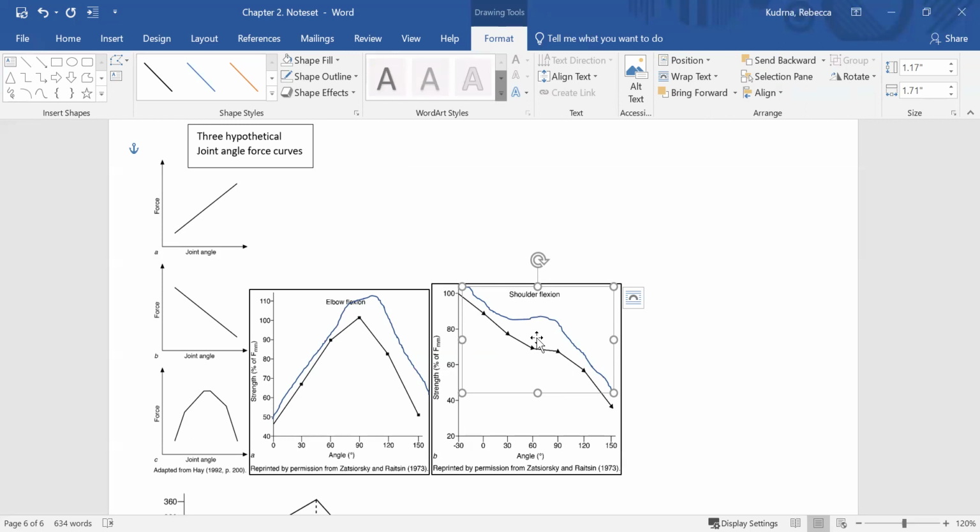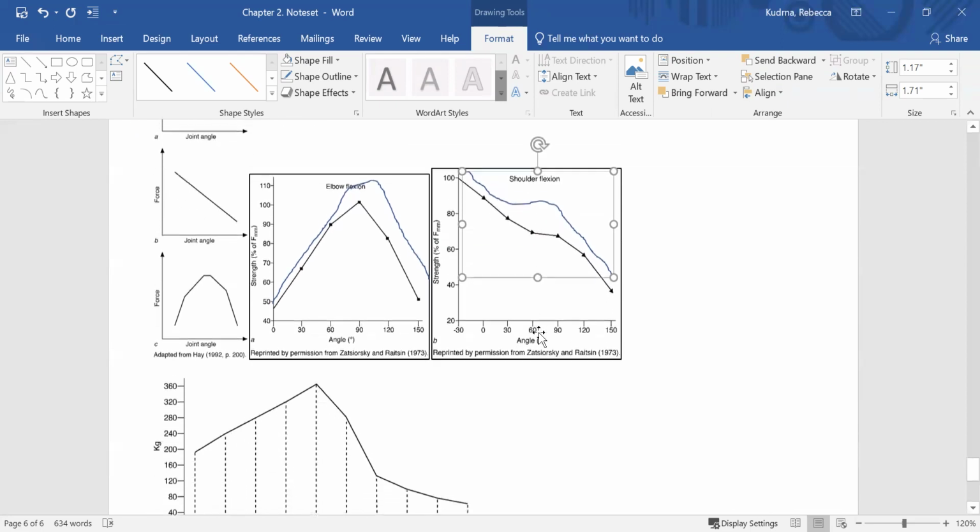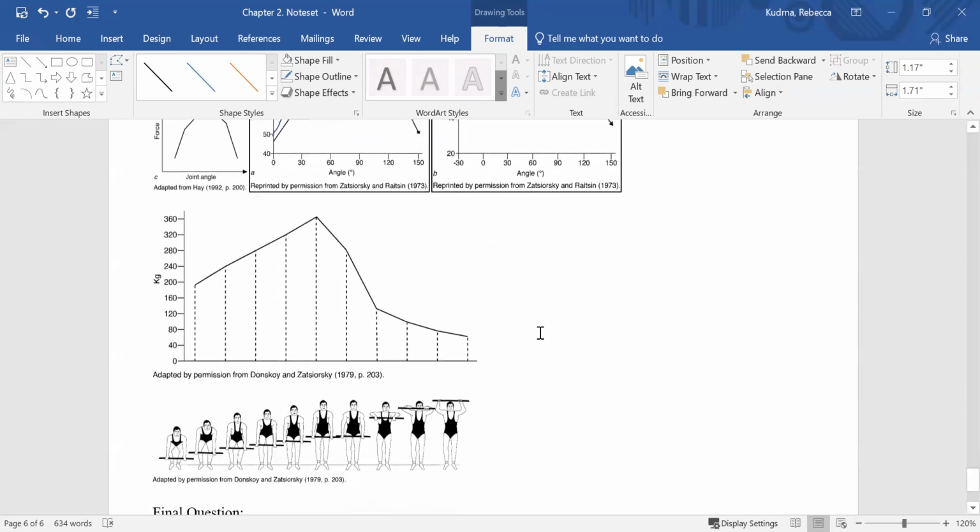minus a catastrophic injury or something. It's still going to have more or less the same shape. We've just created a little more separation at one particular part. That is the best you can do to change the shape of the curve. That's it. And then this is all much, much more complicated when you get to a multi-joint movement.